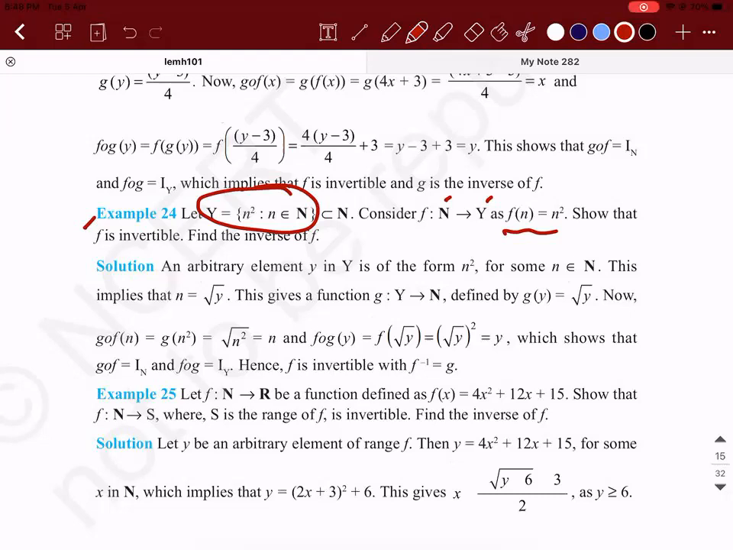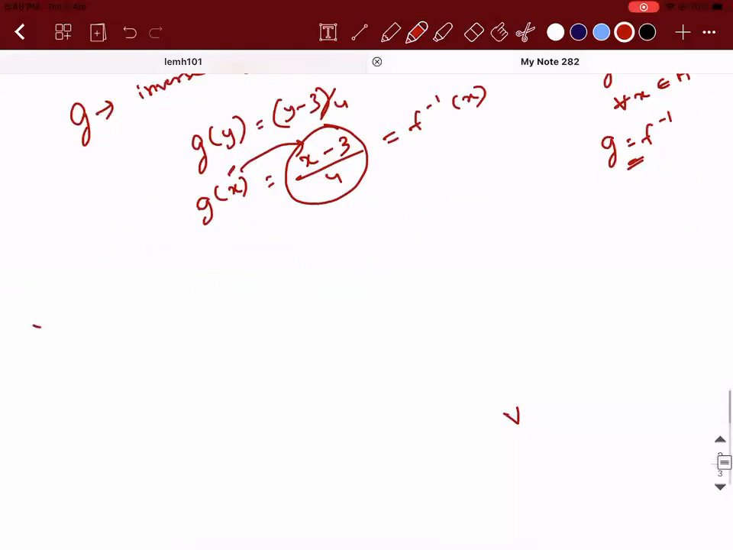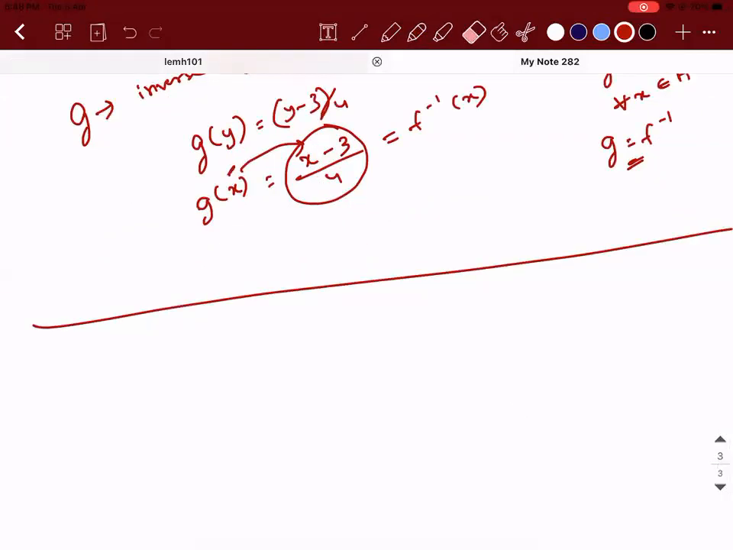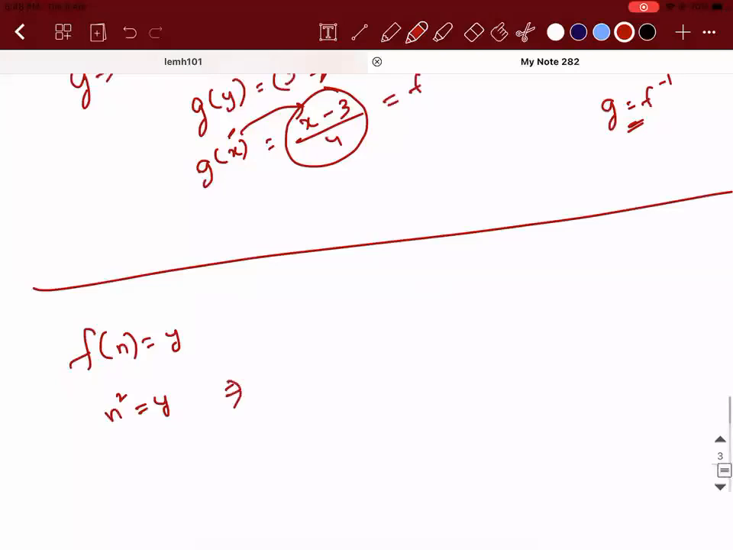Then what about onto? First step, f of n is equal to y. F of n is n square. So n square is equal to y. Then what will be the value of n? Correct?